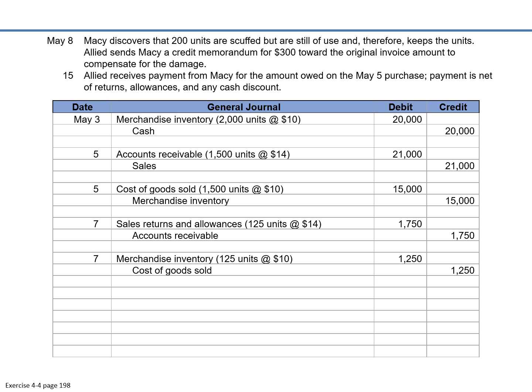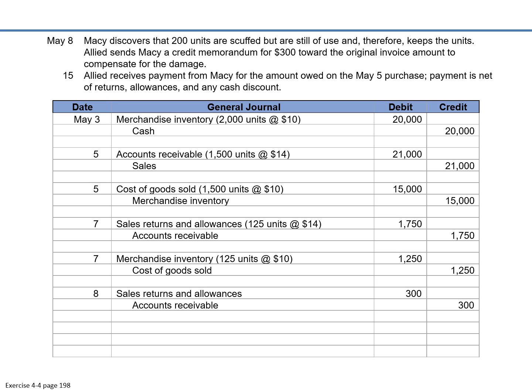Then on May 8th, Macy discovers that 200 units are scuffed, but they're still of use, and so they want to keep them, but they want a credit. They don't want to pay as much for those units. So we, seller, Allied, are going to send Macy a credit memorandum for $300 towards the original amount to compensate them for the damage. So when we do that, we record sales returns and allowances, a contra revenue account, increased by $300 with a debit, which works the opposite of revenue accounts. And then we're going to reduce their receivable balance by $300.